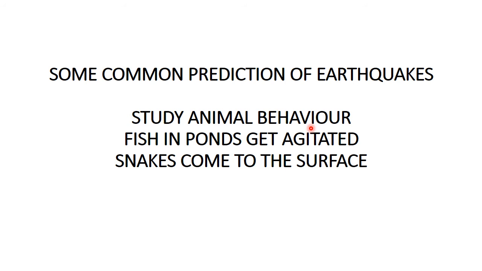And it is said that fishes in the ponds also get agitated and they move around in a haphazard manner in the pond. And snakes, they come out of their holes and to the surface of the earth. They leave their homes and they come out on the surface. So these are some of the predictions. But children, although earthquakes cannot be predicted, the impact can be minimized if we are prepared beforehand. Let's look into the video and see how we can prepare ourselves for the earthquake.